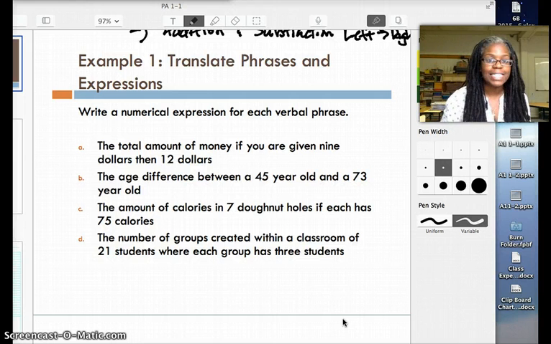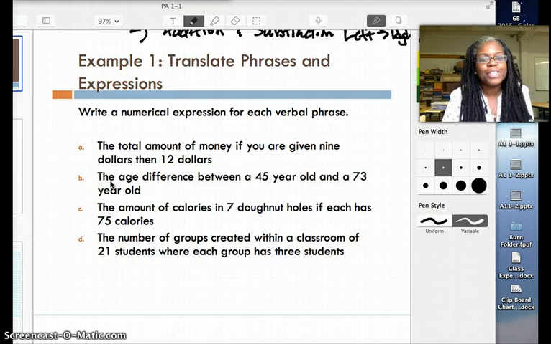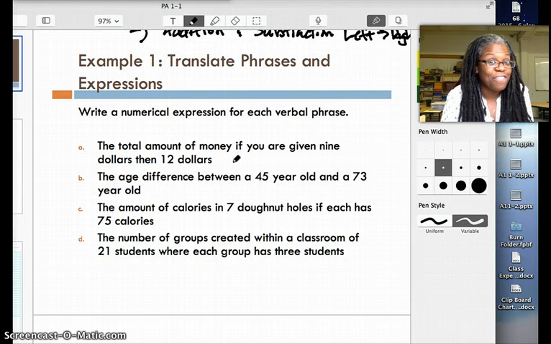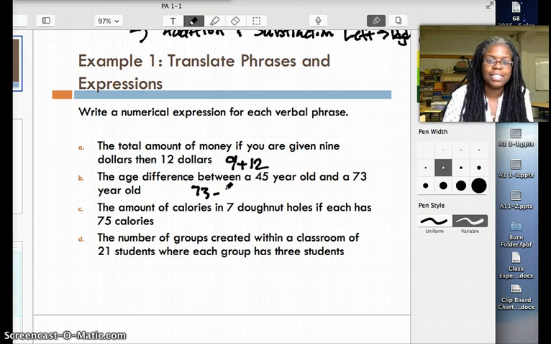We're going to translate phrases and expressions. So here we're going to use the information to write a math expression. Very simple. You guys have done it 1,000 times. Let's look at part A. It says the total amount of money if you are given $9, then $12. I'm not asking you to evaluate it. I'm asking you just to translate the expression into a numerical one. So if you're given $9 first, you've got 9 plus 12. Not a big deal. The next problem we have is the age difference between a 45-year-old and a 73-year-old. When we think about difference, we generally take the bigger number and subtract the smaller number. And so that's the expression that we have.